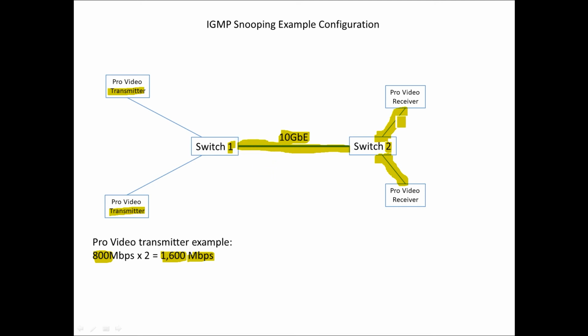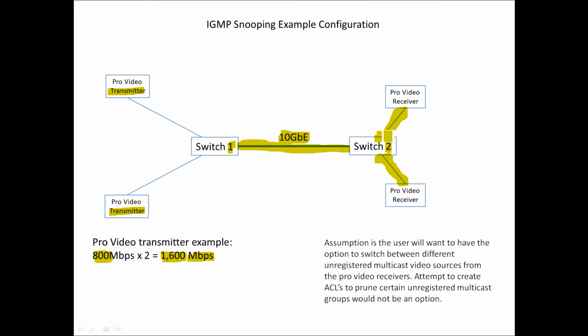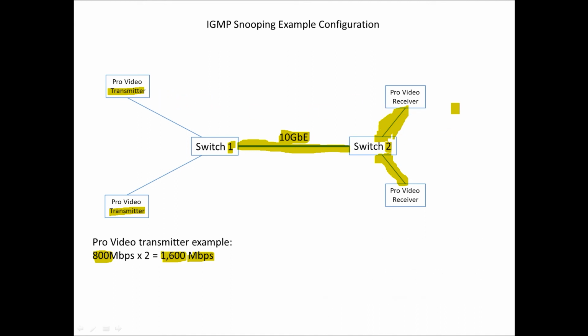Because then the question will be, how do you control that traffic on the receiving end? Because now if the ports are configured to forward unregistered multicast, we're just going to be exceeding the 1 gigabit ports that are interfacing to the Pro Video receivers, and obviously that's simply not going to work. If you just have one transmitter and one receiver, or one transmitter and multiple receivers, then obviously it's 800 megabits per second. It would not be a big deal, assuming you have a 10 gigabit link between, and you're filtering or not forwarding unregistered multicast to the other respective devices, etc.